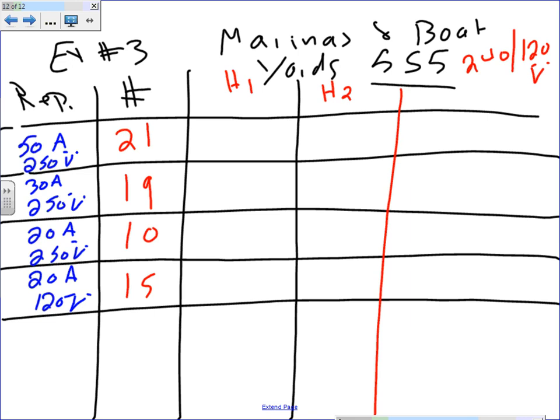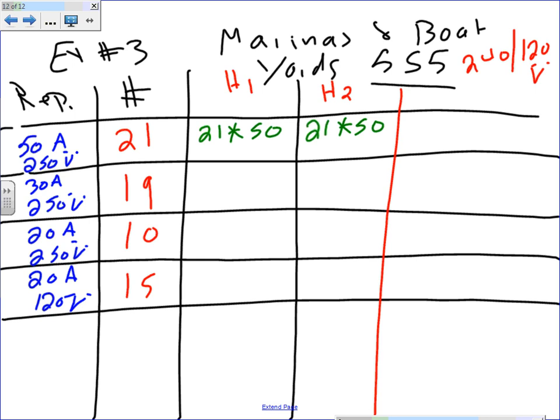Okay, let's go with this. I have 21 receptacles. This is where we're going to be working to balance the system. I hope you're giving me a number that's even, so it's balanced. I have 21 receptacles, each of them 50 amp. These receptacles will be seen by both hots because they're 250. So this will be 21 times 50, and also 21 times 50. Everybody knows why they go under the two hots, because they're connected to the two hots. So hot one will see 50 amps coming out of it, and hot two will see 50 amps.